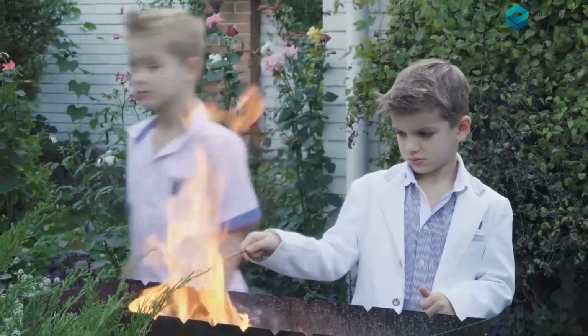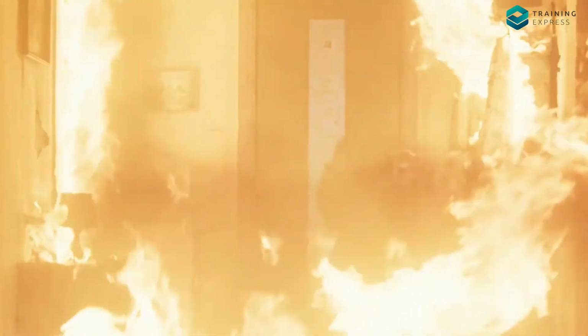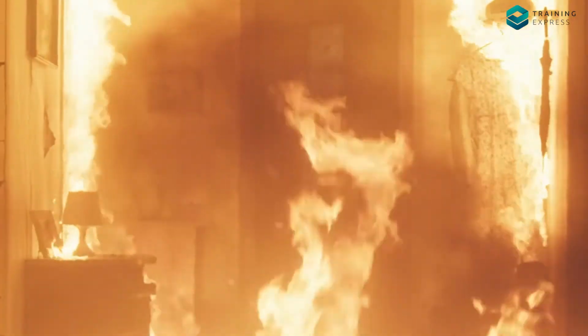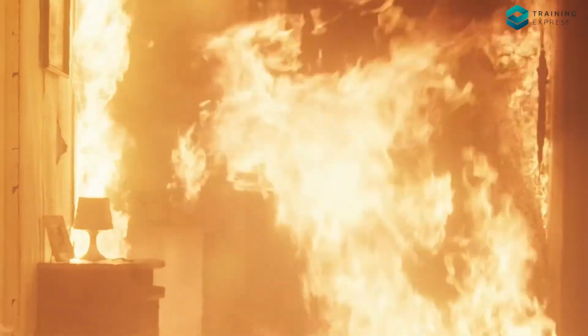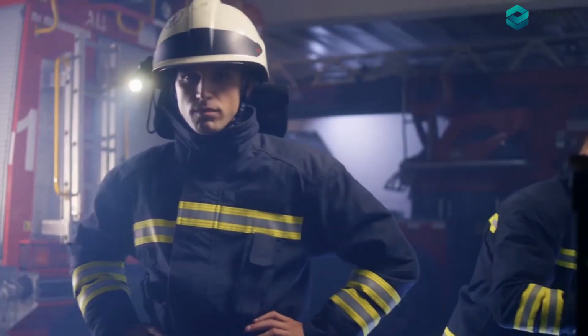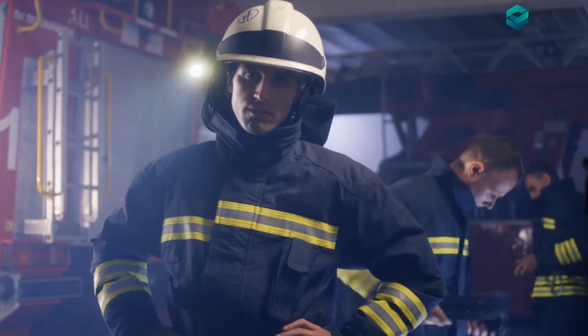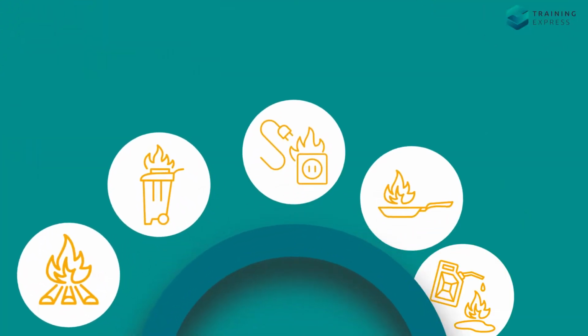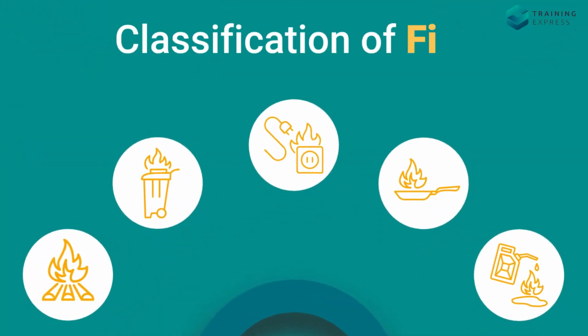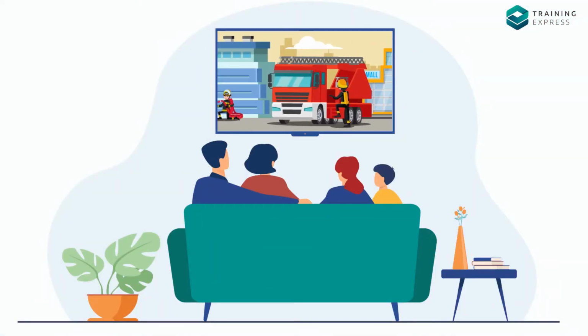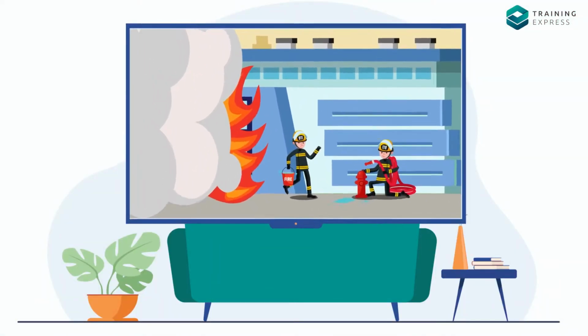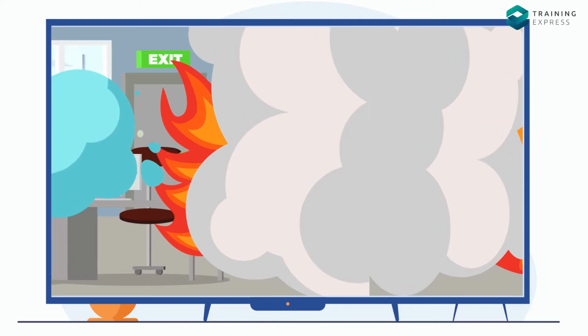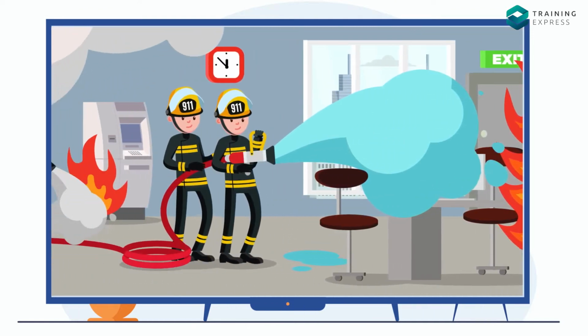Fires don't give you much time to escape. Within 20 to 30 seconds, a fire could be out of control in front of you. Before controlling the fire, you need to know what type of fire you're dealing with. In this video, we discuss the UK classification of fire. Watch this video till the end to learn about different types of fire and how you can control and reduce their damage.